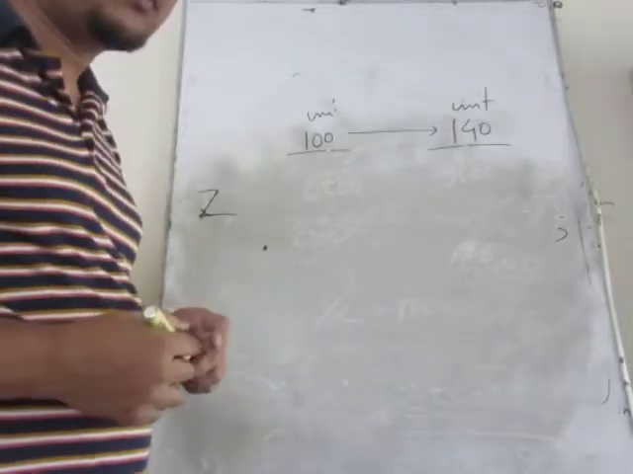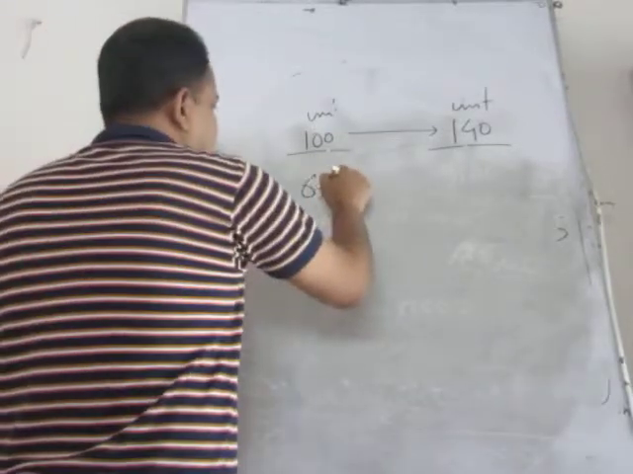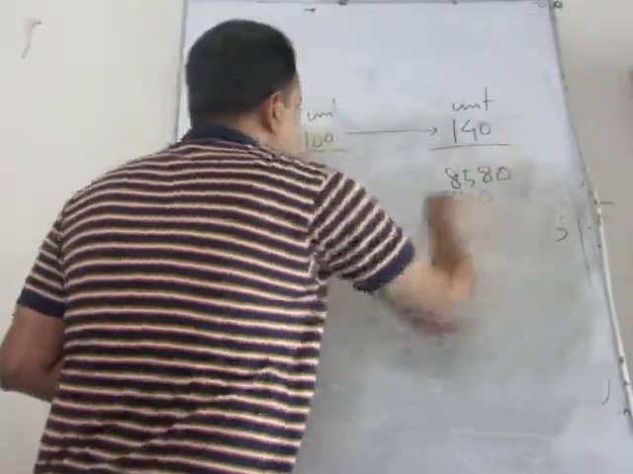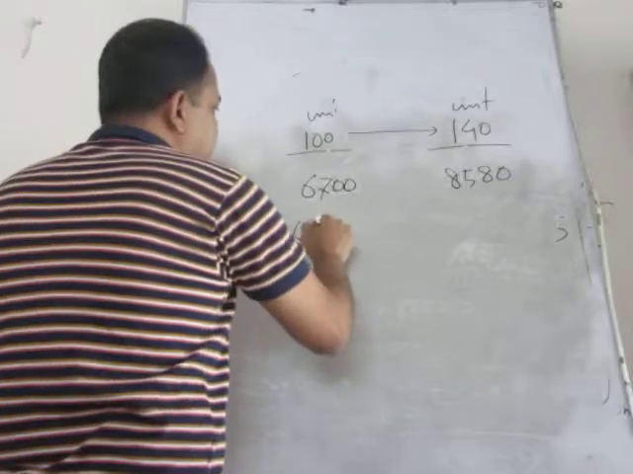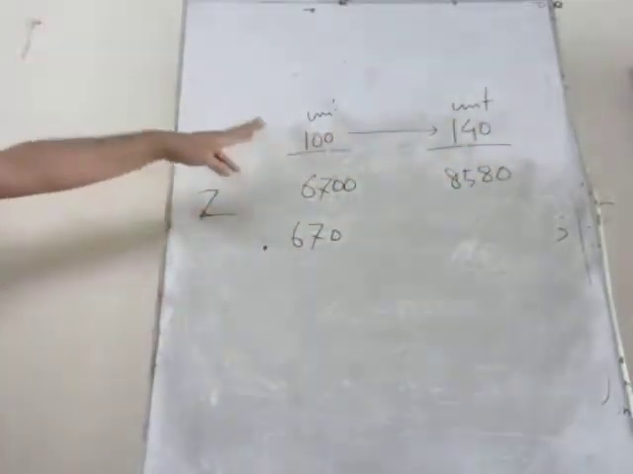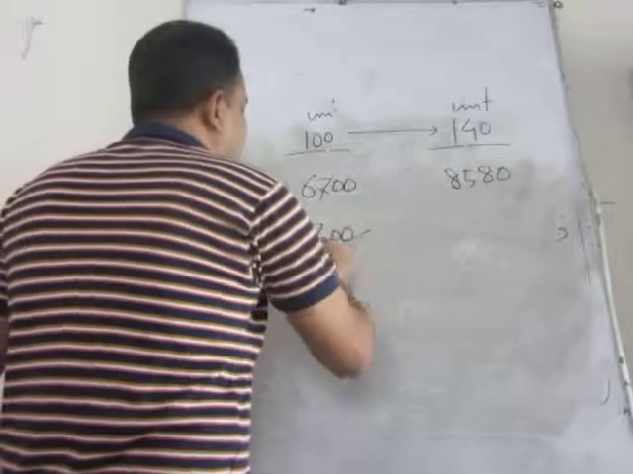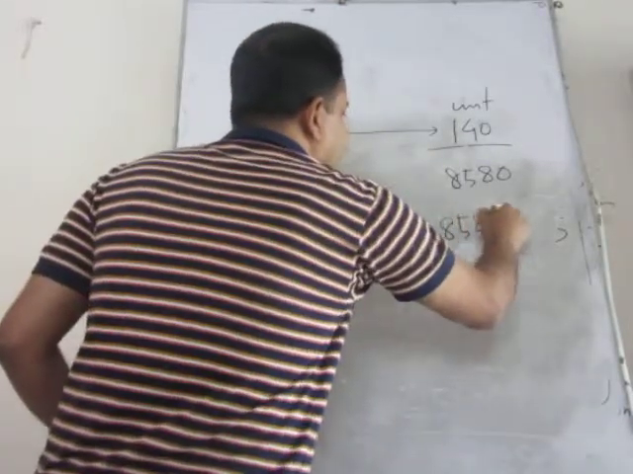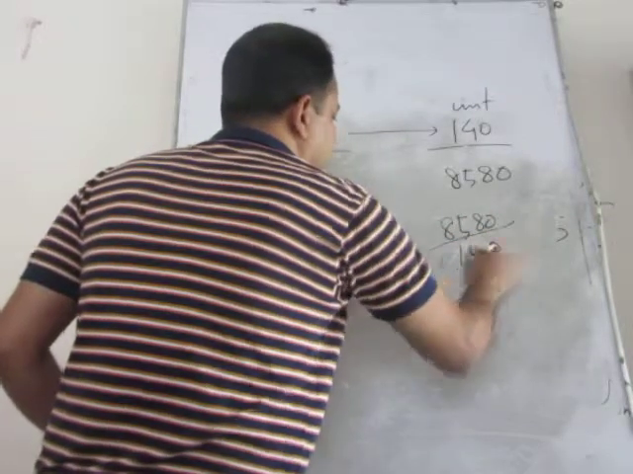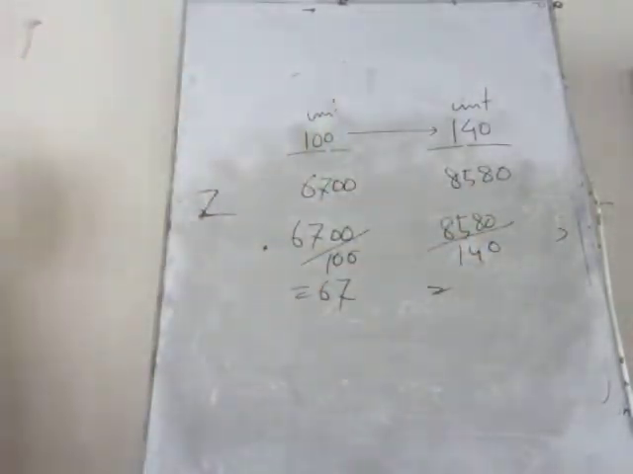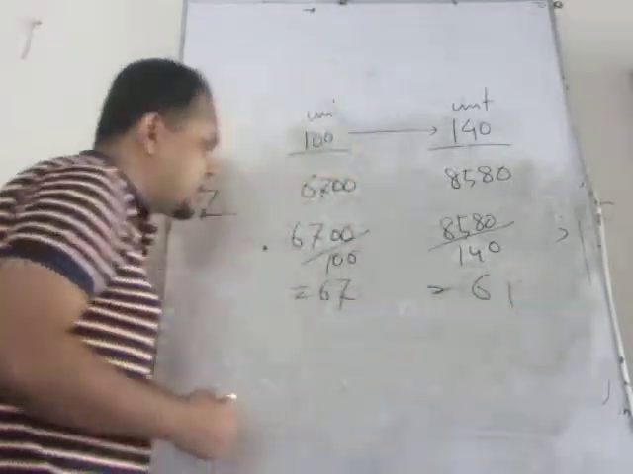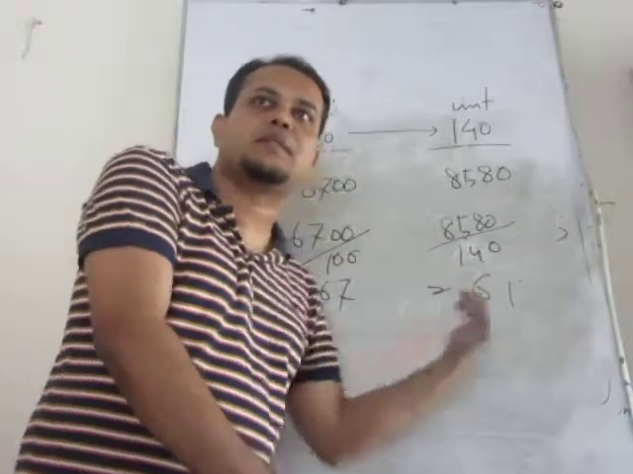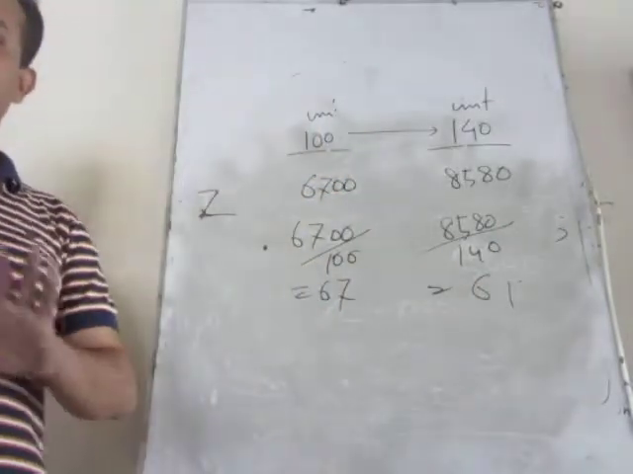Z এ বলা হচ্ছে দেখো 6700 and another is 8580. So if you find out the cost per unit, 6700 increasing percent, but you need to find out the cost per unit by 100, that is 67, and this is 8580 by 140. What was that? 61.7. 61 point something. Here the cost per unit is reducing. So what kinds of cost is this? Is semi-variable cost. Clear? Okay.